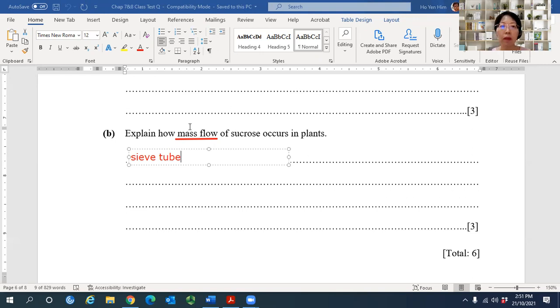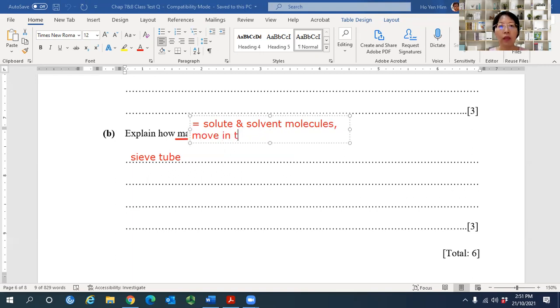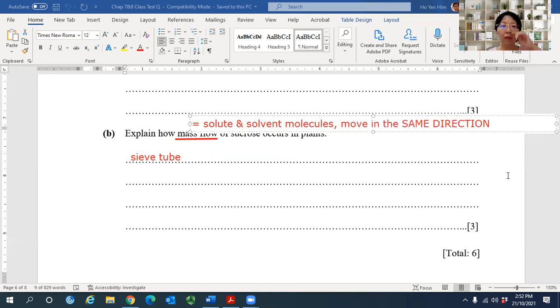Now, the meaning of mass flow: all the solutes and solvent molecules move in the same direction. So this is the meaning of mass flow. Remember, mass flow means the solute and solvent molecules are moved together in the same direction, which is different from diffusion.